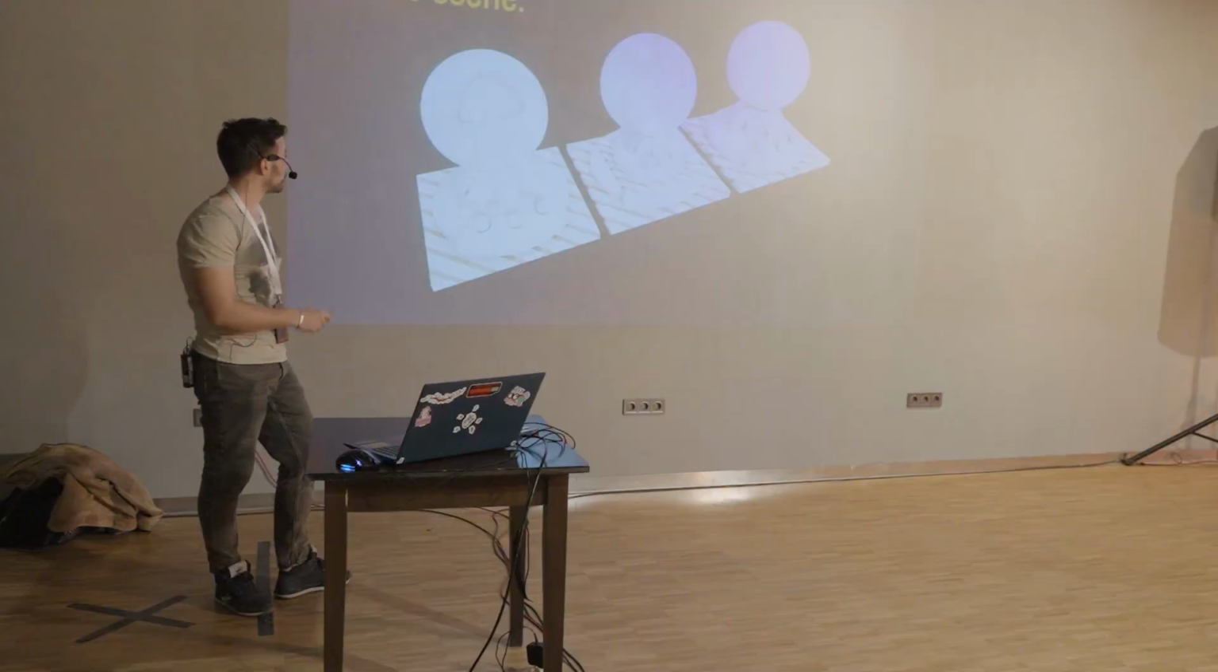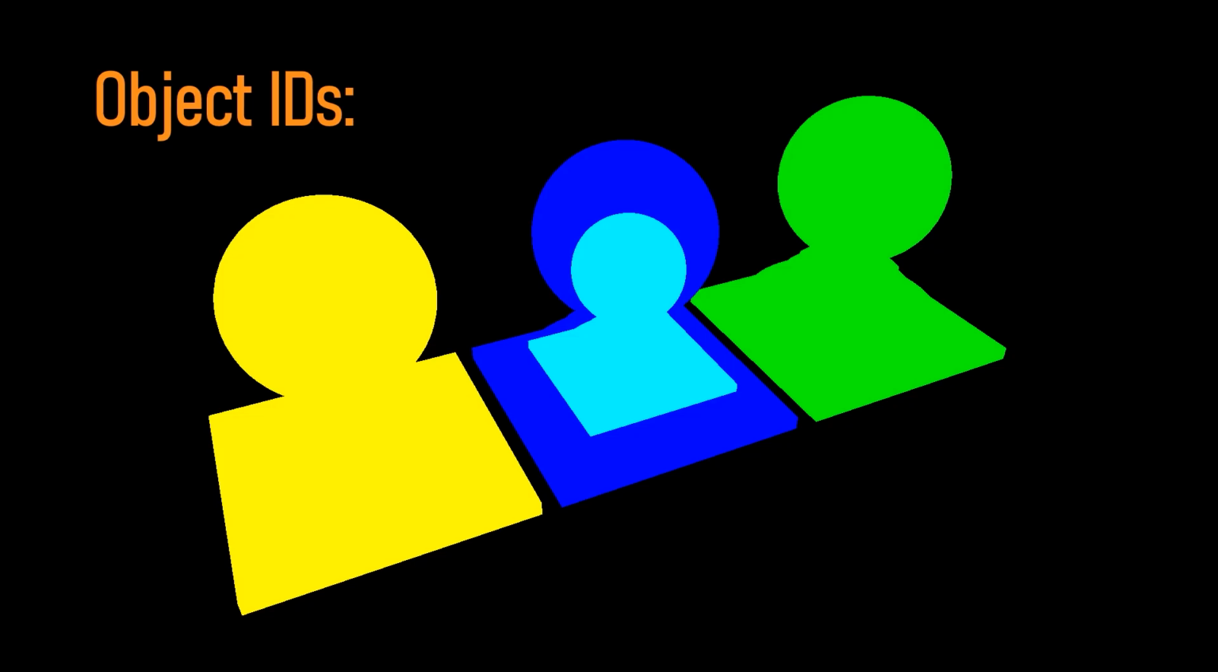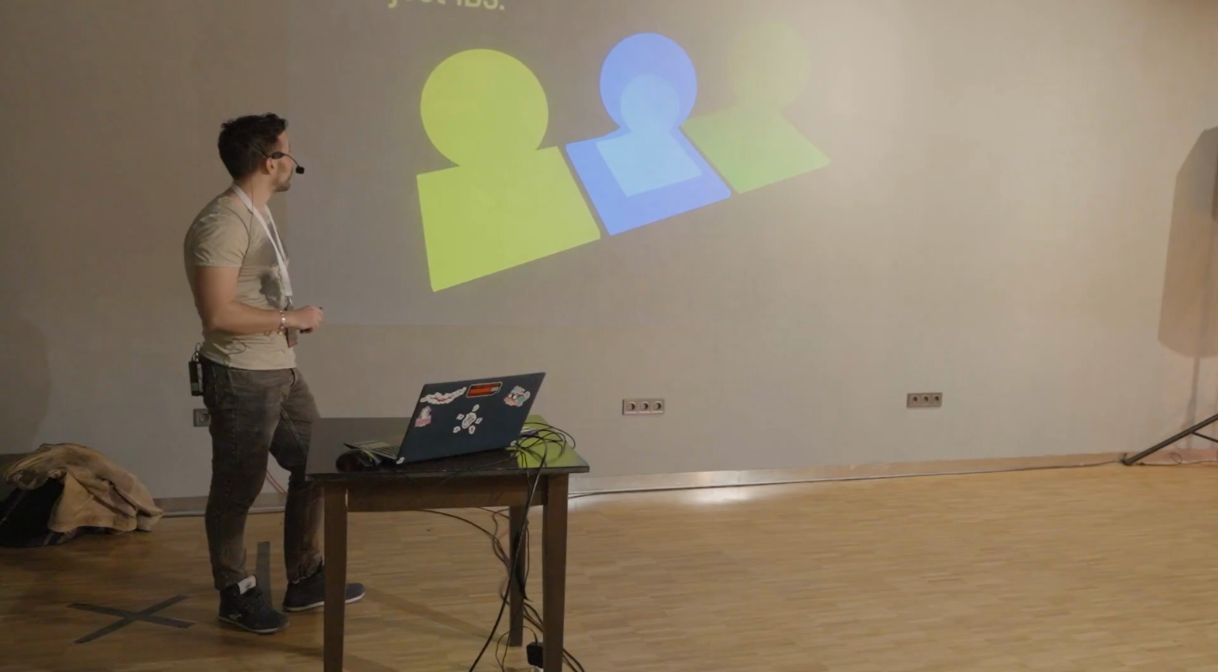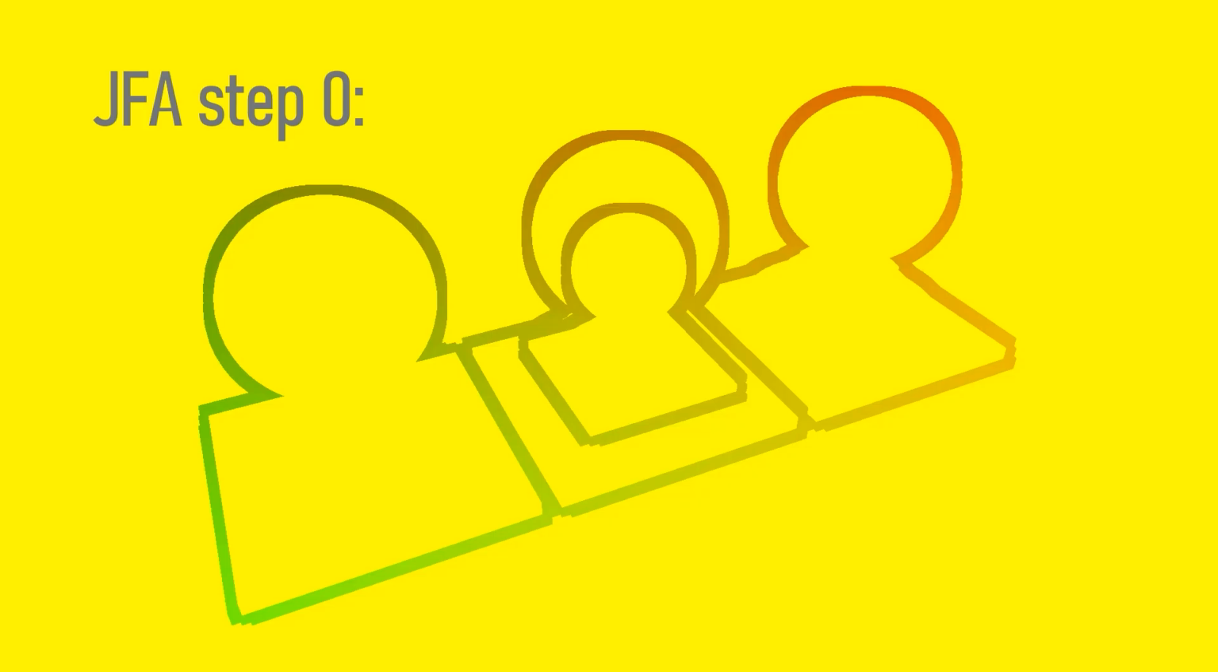Pictures talk more. This is the scene which we're going to outline. This time it isn't a cat. Those are the IDs that I was discussing. They won't actually be colorful. They will be just 0, 1, 2, 3, and so on. Then you start going through the algorithm, its steps and steps.